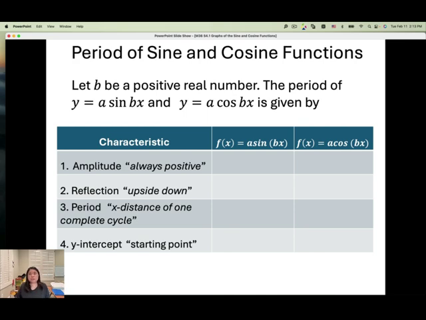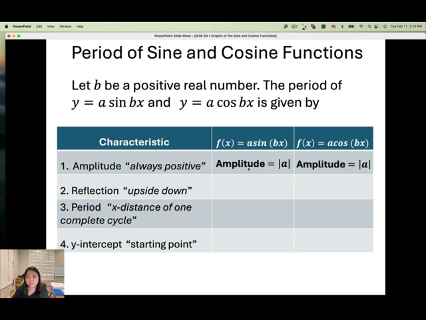Okay, period of sine and cosine function. Let b be a positive real number. The period of y equal to a sine bx and y equal to a cosine bx is given by... amplitude, always positive. So you could find out the absolute value of the a here. That would be your amplitude.